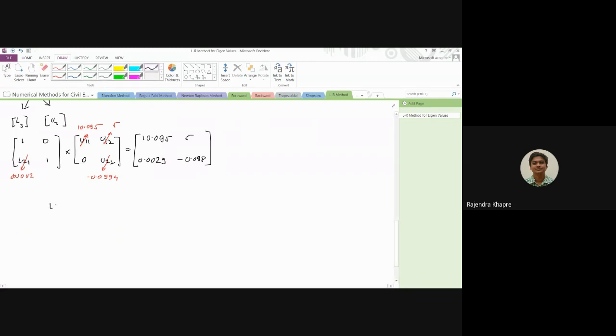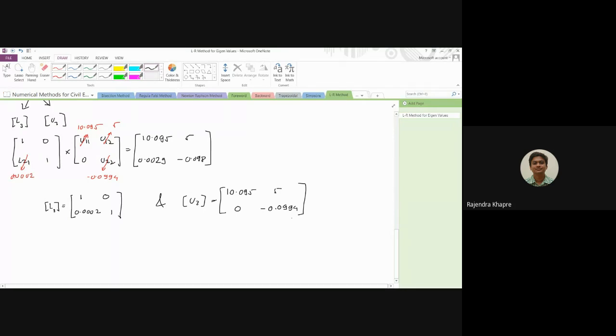So your L matrix, specifically now I'll call this L3 matrix, will be something like 1, 0, 0.123, and 1. Now this is your L matrix, and your U3 matrix is something like this: 10.095, 5, 0, and minus 0.0994.